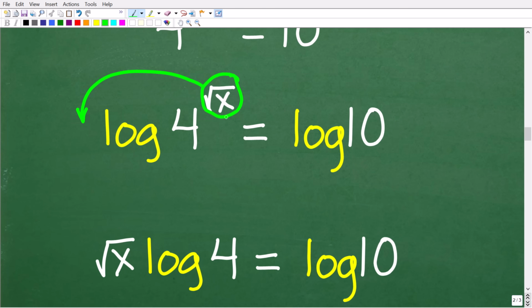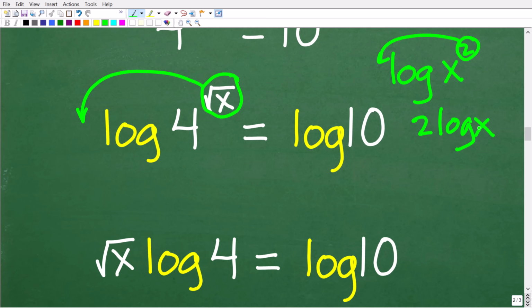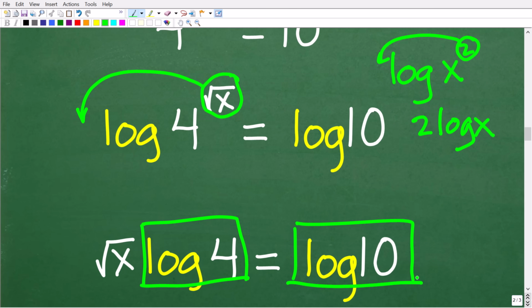Again, we have a property or a rule that allows us to take the exponent and put it right in front of the log. So for the log of a power, when you have log x squared, this exponent up here, we can drop in front of the log. For example, this is equal to 2 times log x. All right, so right here, we have the square root of x times log 4 is equal to log 10. Now remember, we have values here. Log 4 is a value we can get in our calculator, and so is this.